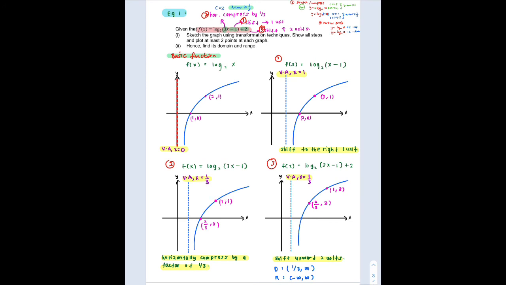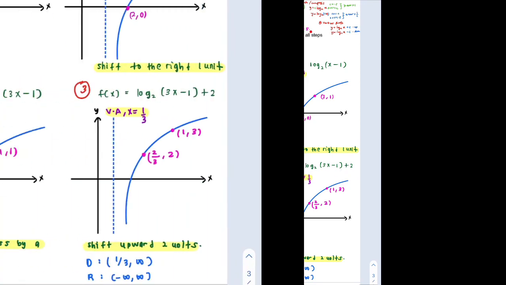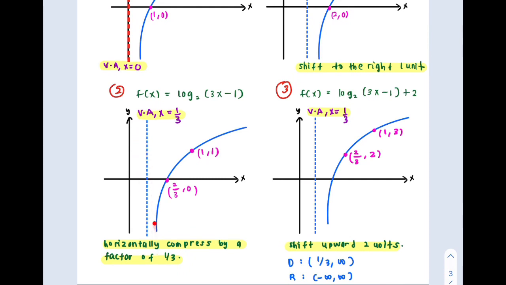Next, let's graph the final one, which is our question, f(x) equals log base 2 of (3x minus 1) plus 2. Finally, we want to shift up. When you shift up, the vertical asymptote stays the same, so just graph it again. And this graph, you just shift it up. It looks almost the same; the difference is just the coordinates. From (2 over 3, 0), when you go up by 2, it becomes (2 over 3, 2). From (1, 1), when you go up by 2, it becomes (1, 3). So this is the final graph of your transformation.